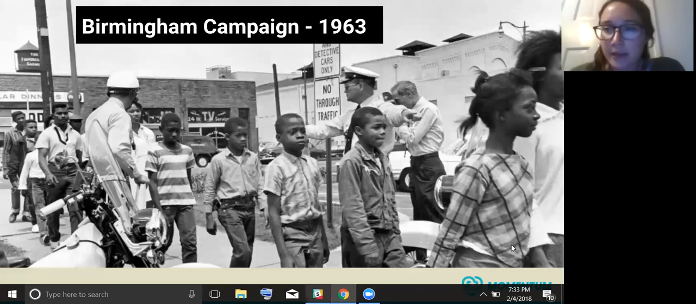Yeah, so the Birmingham campaign was one of the major campaigns during the civil rights movement. That was actually about desegregating businesses in Birmingham. Businesses in Birmingham weren't hiring Black folks and also not serving folks. It was segregated.